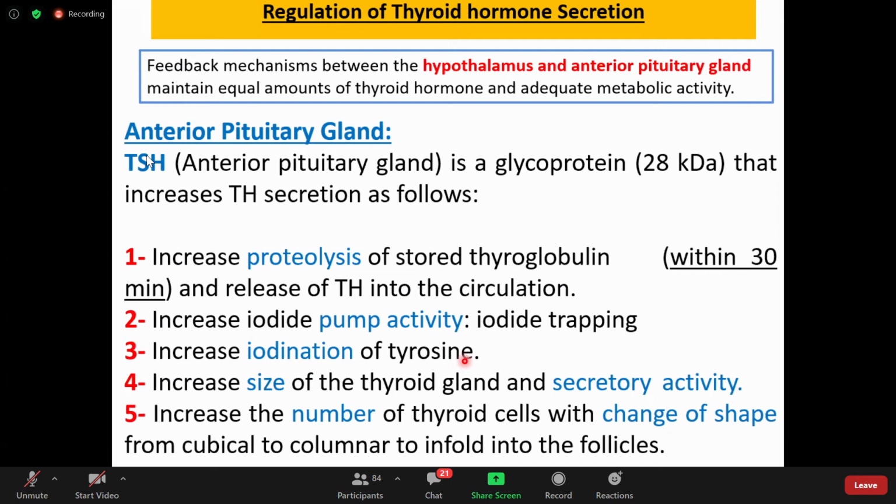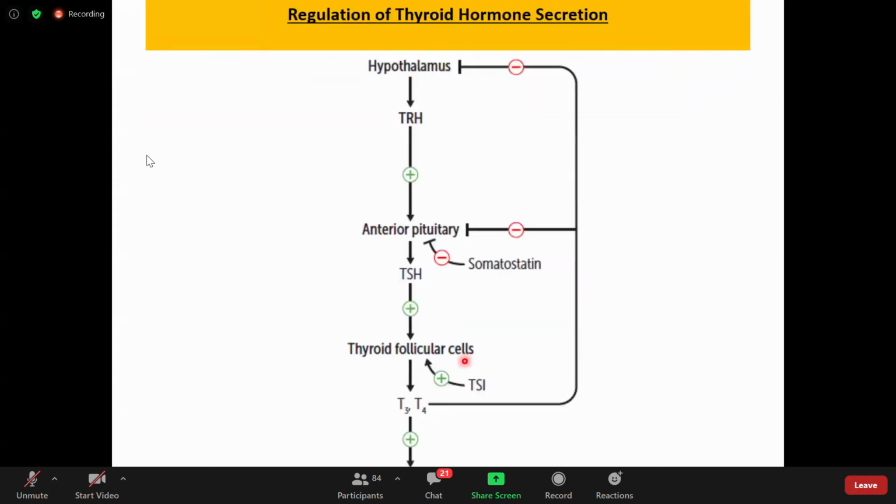But TSH also increases the activity of all the steps of synthesis of thyroid hormones, which we have talked about: iodine trapping, organification, oxidation, coupling reaction, hydrolysis of the thyroid hormone. All the steps of the synthesis of the thyroid hormone are increased by the TSH, which is basically produced by thyrotropes from the anterior pituitary gland.